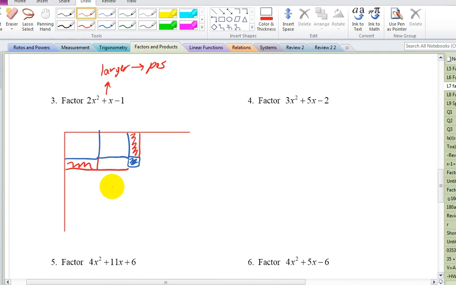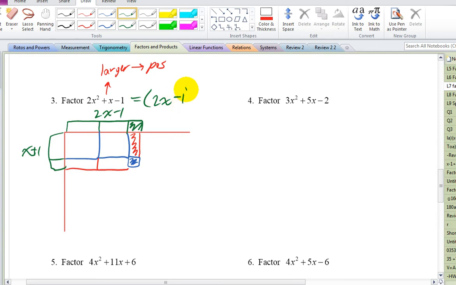That's a big boo-boo. Wrong. Do not pass go. Do not collect $200. Now you can get the correct signs. Your negative sign must go up top. So 2x minus 1, x plus 1. So your two factors are 2x minus 1 in brackets, x plus 1 in brackets.